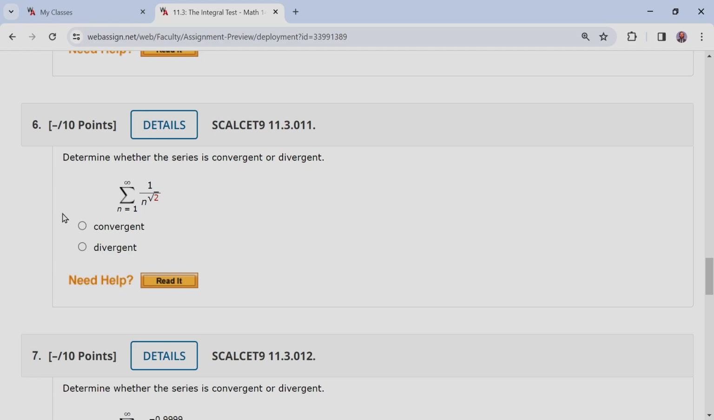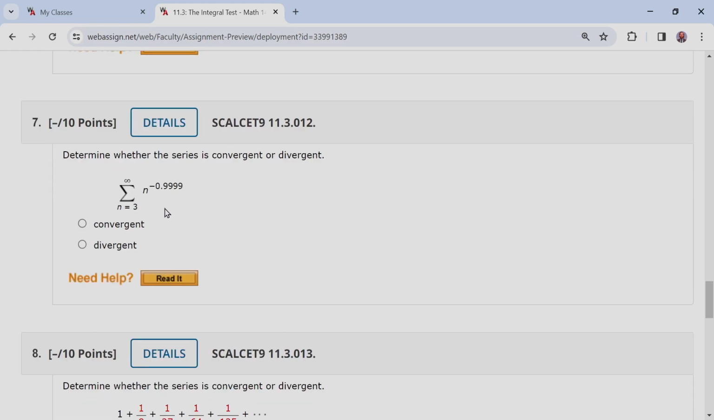If you have 1 over n, or anything where the terms are bigger, like 1 over square root n, or 1 over n to the 1/2, well now you're going to diverge. But on the other hand, if you have 1 over n to something greater than 1, like 1 over n to the 1.4, you will converge, and that is what's going on here.